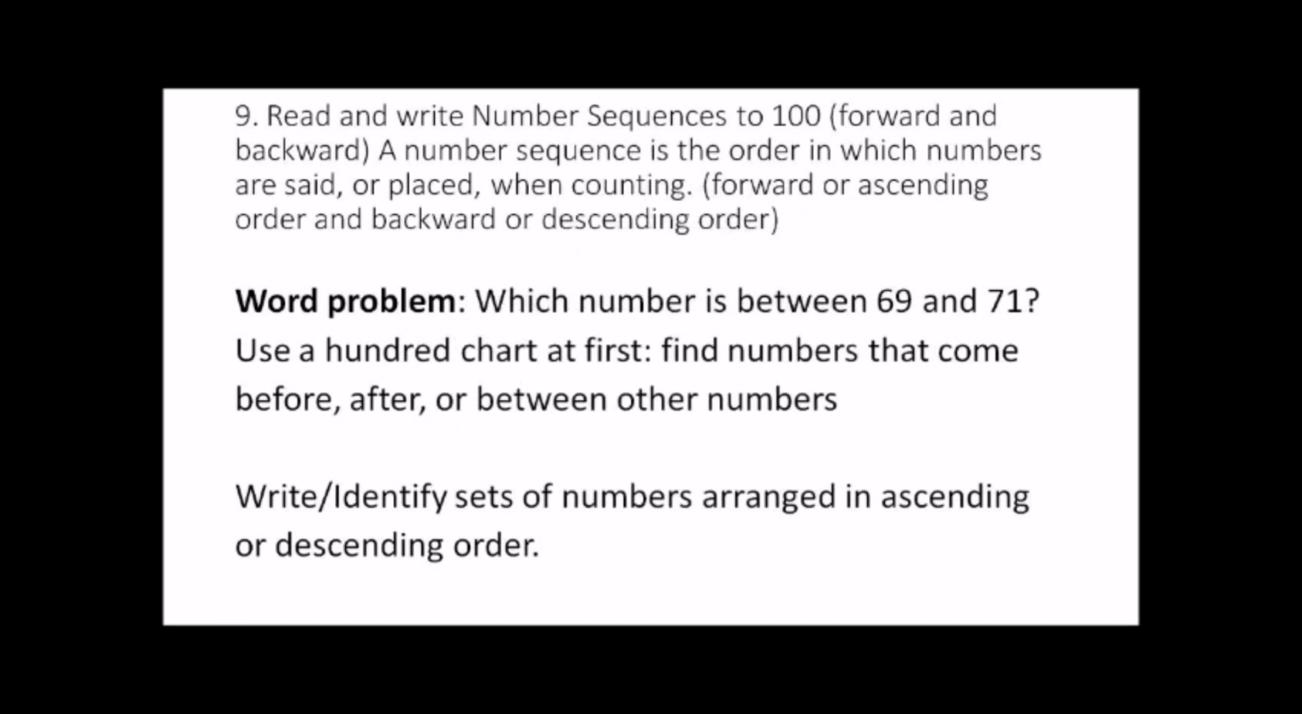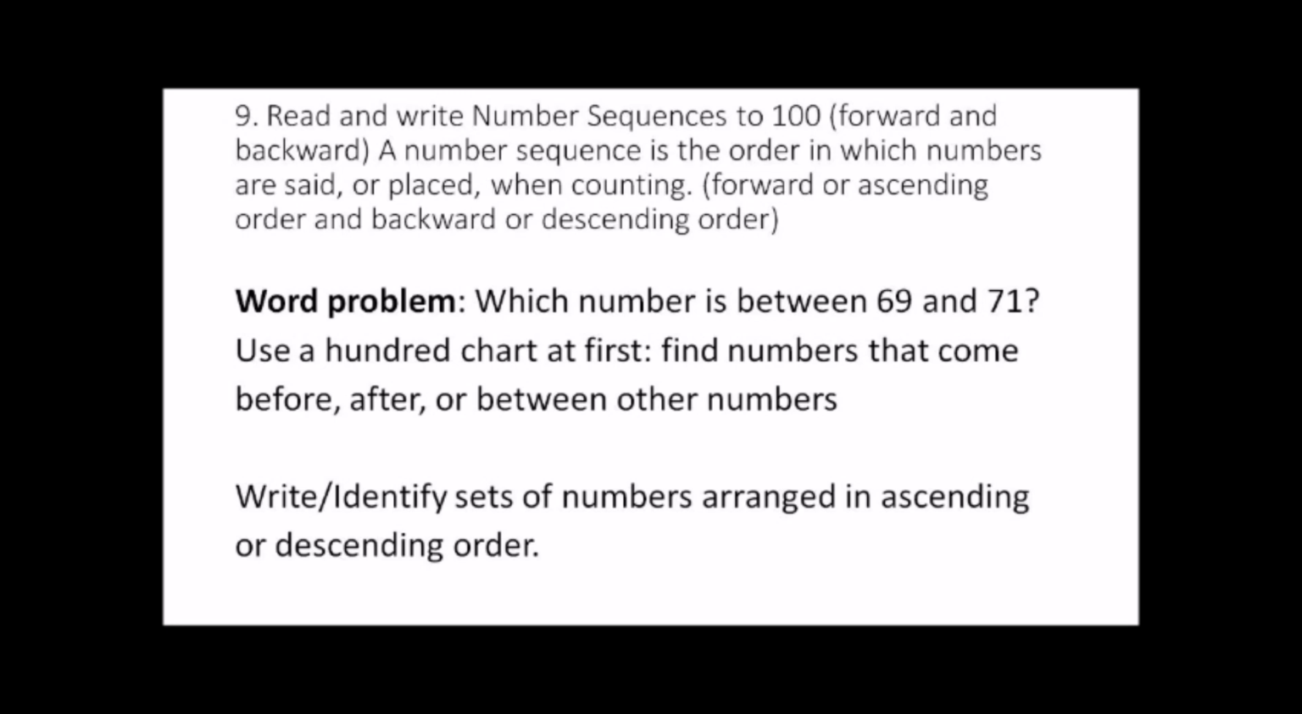Lesson 9, read and write number sequences to 100 forward and backward. A number sequence is the order in which numbers are said or placed when counting, forward or ascending order, and backward or descending. They need to know ascending and descending. Those two terms they need to distinguish between. Don't teach them together, so try and teach it separately.